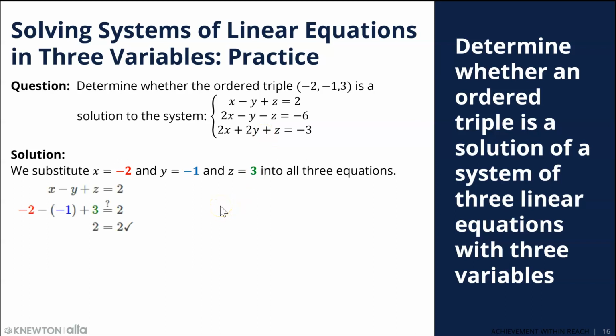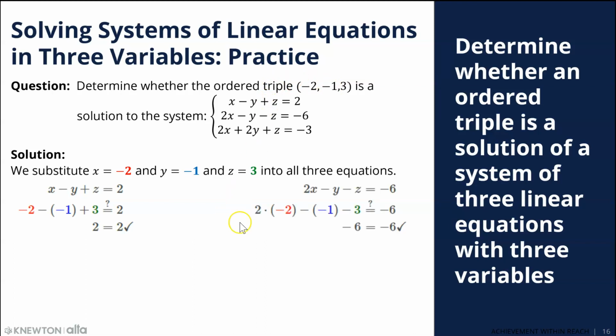So for the first equation, x minus y plus z equals 2, we have -2 minus, and then you change y to -1 and substitute 3 to z. And then solve this side, you get 2. So this equation is satisfied.